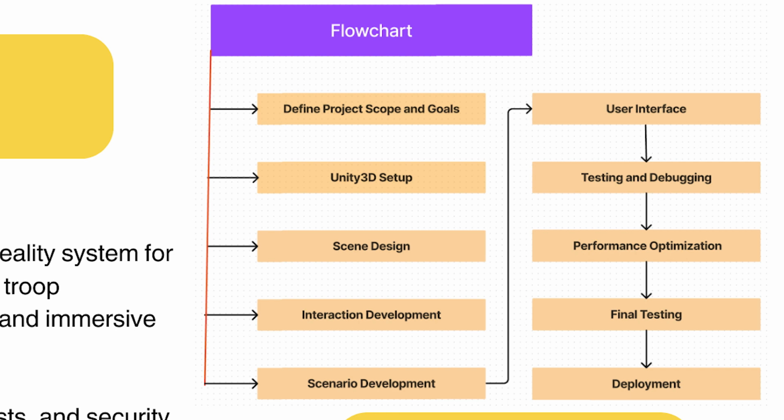The first step of our flowchart is defining the project scope and its goals. Here, we determine the training objective and desired outcomes and also decide on the scope of the project, including specific scenarios. Then, Unity 3D setup, where we install Unity 3D and required plugins, and we create a new Unity project for troop training simulation.